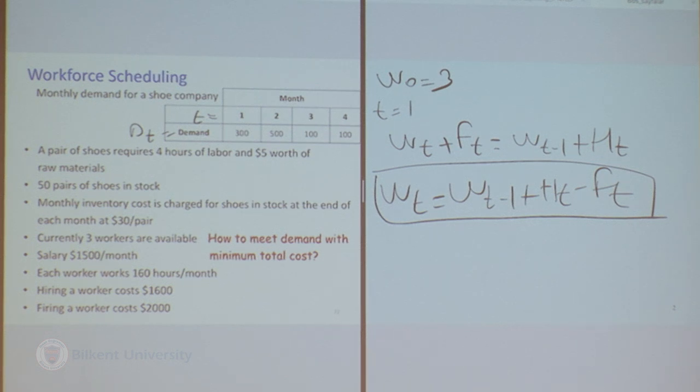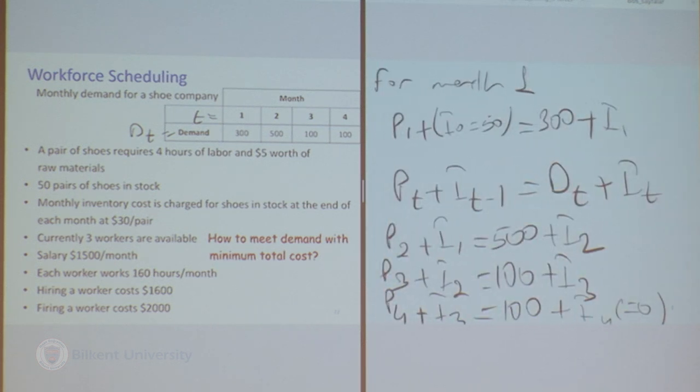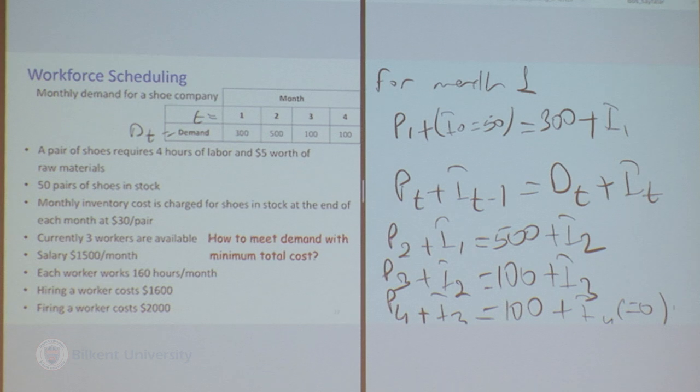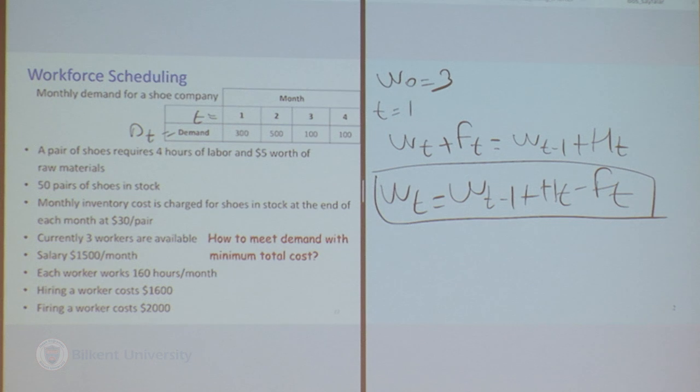All right. Now, we have the inventory balance. Yes. We have the workers balance. Yes. So let's see. The 50 pairs of stock handled. We put this. The cost will come. 3 workers done. Salary will come. These will come. But how about this thingy? A pair of shoes requires 4 hours of labor. How do we write that?